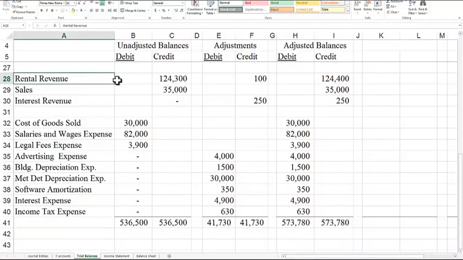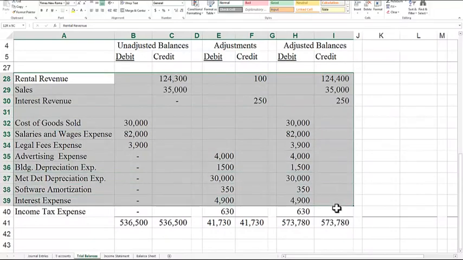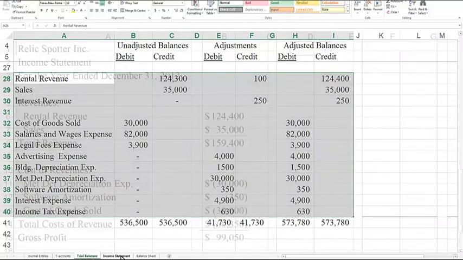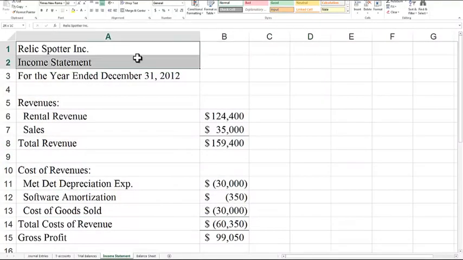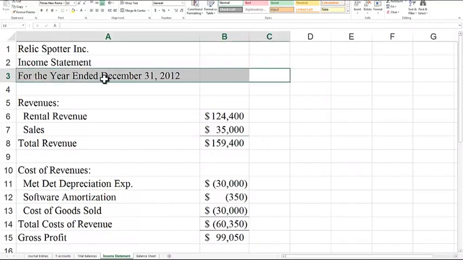Now what we're going to do is take all of these revenue and expense accounts, which are summarized right here on the trial balance worksheet, and put them in the income statement format. So we start out with Relic Spotter's income statement for the year ended December 31, 2012. It's important to note that it's for an entire year because income statements are always for a period of time. We have to let people know what the period is.